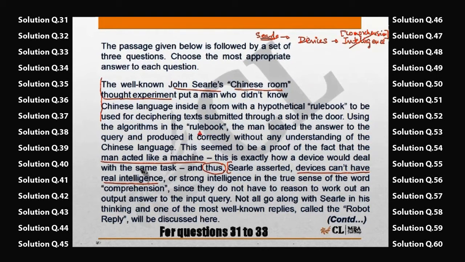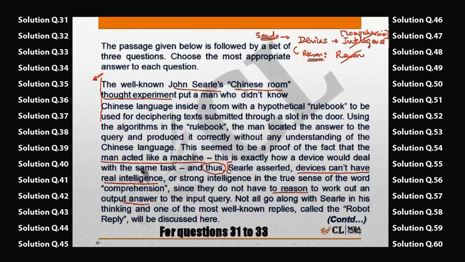I believe sometimes we also face the same while reading comprehension passages. Since they do not have a reason to work out an output in answering the query. So the reason he is giving for this is that they do not have the reason to work out any output answer to the input query. They actually do not have any reason to do whatever they are doing.